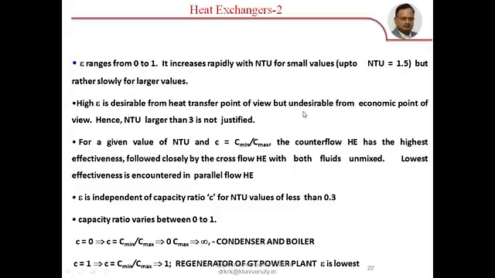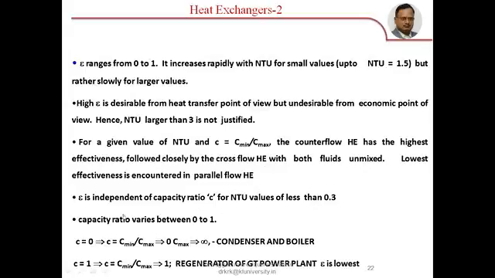High effectiveness is desirable from the heat transfer point of view, but undesirable from the economic point of view, because NTU greater than 3 requires a large area, hence it is not justified. For a given value of NTU and C, the counterflow heat exchanger has the highest effectiveness, followed by cross flow, and the lowest is for parallel flow.